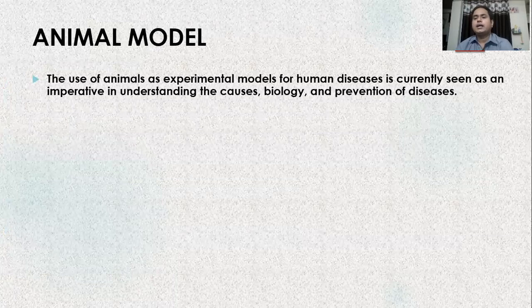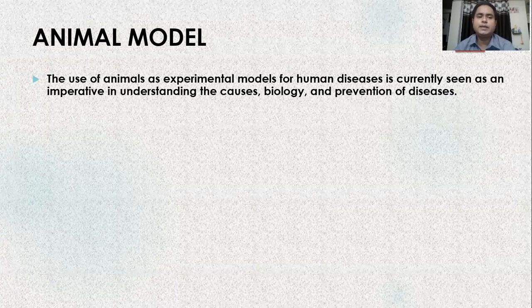Now we have learned about the source of the drug. Now we are moving to the animal model of the disease. Without an animal model, we cannot discover a drug, we cannot develop a drug, because the animal model, or in vivo study, is an important study for the drug discovery and development process.